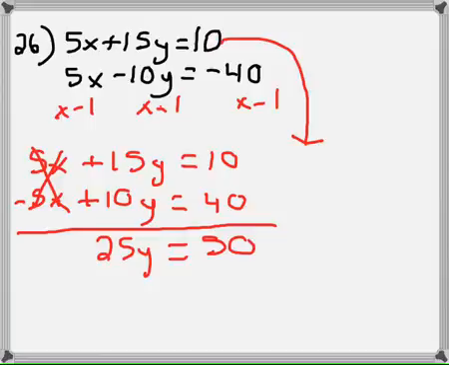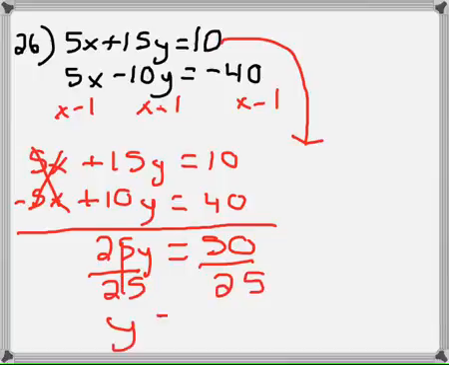Now what do I do? Well, I'm trying to get the y by itself, and this is multiplication. What's the opposite of multiplication? It's division. So I'm going to divide by 25 here and divide by 25 here. Y, this cancels, equals 50 divided by 25 is 2. Now I'm not done. I have to put 2 back into one of the equations and solve for my x value.